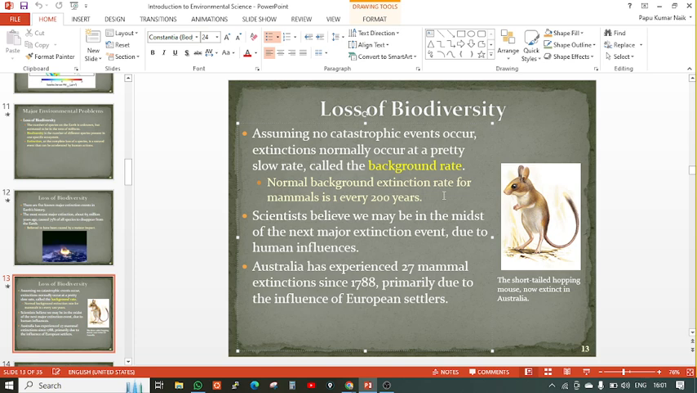That is such a large time. Due to human interference, the background rate increases. So scientists believe the next major extinction event may be due to human influence. As I said, the last catastrophic event was 65 million years ago, the meteorite impact, but we cannot control that because that is the natural extinction rate. But now, due to human interference, the next catastrophic event is the extinction of some species due to human influence.